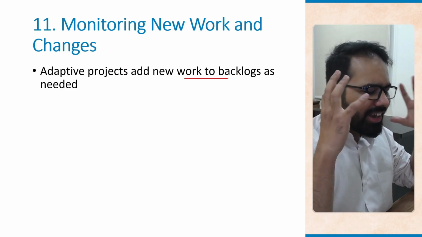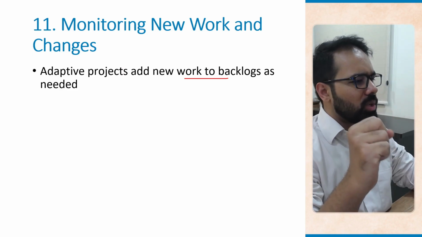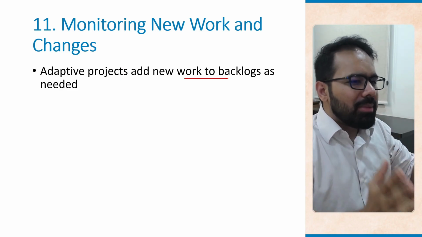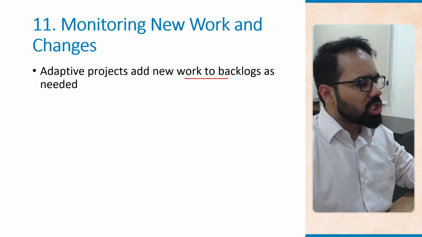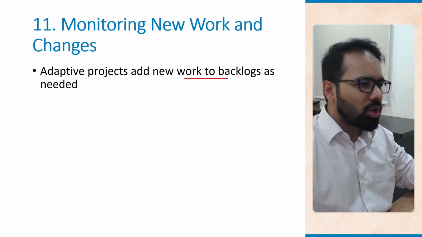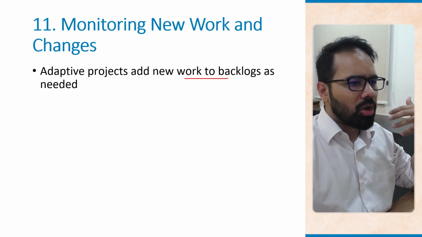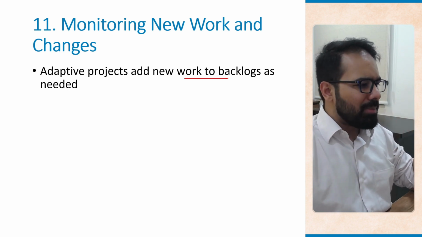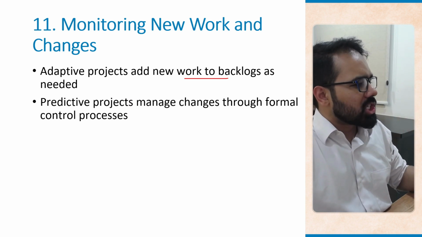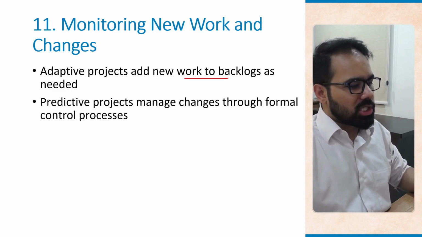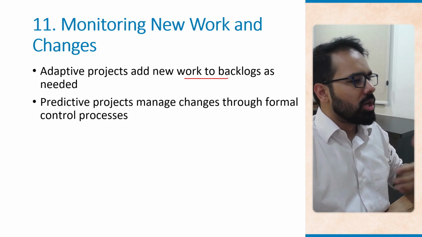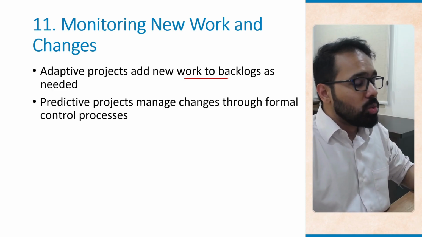So, if you want to add a wish list on your e-commerce website, this feature may be added to the backlog for you to take care of in future sprints, because right now you might be working on the cart, or on something related to payment. Now, predictive projects manage changes through formal control processes such as a change control board or reviewing the new requests.